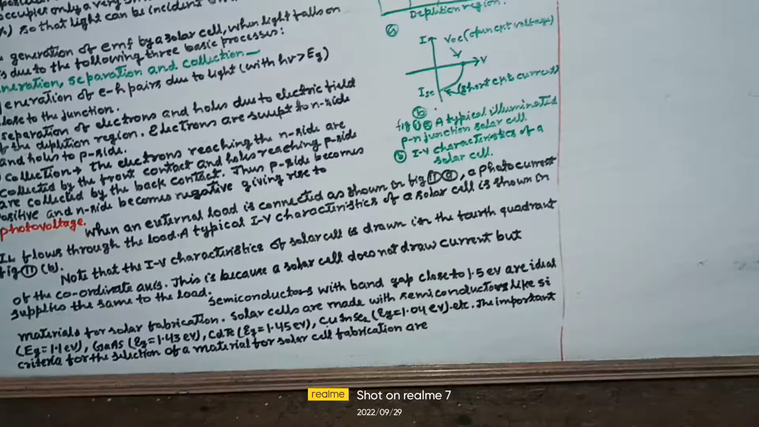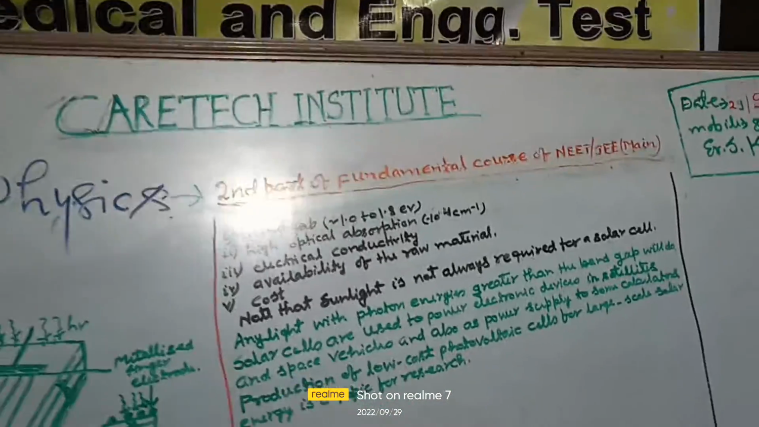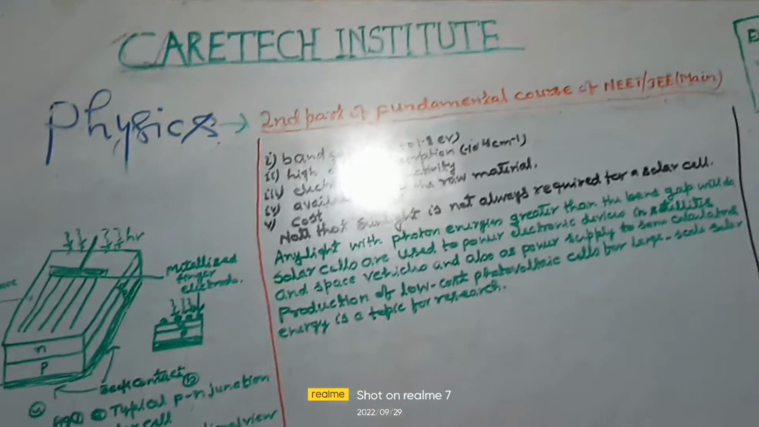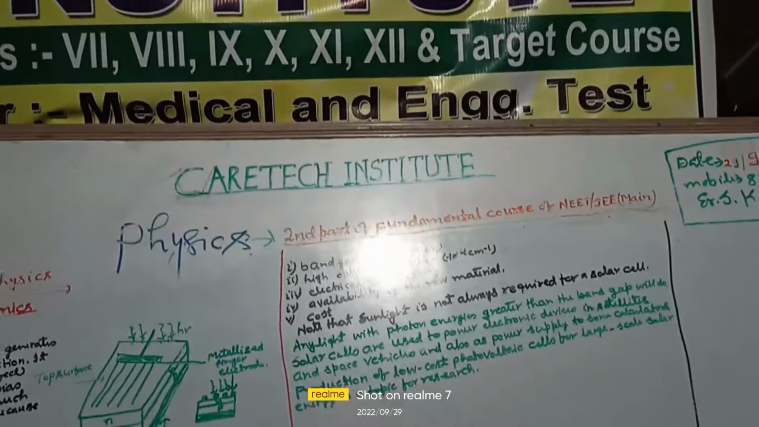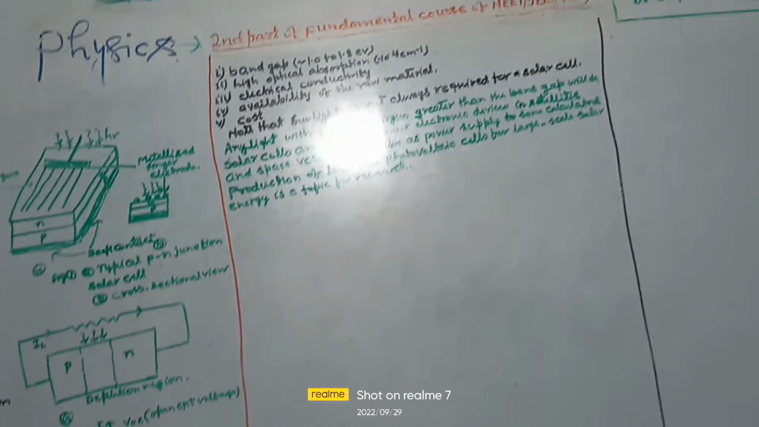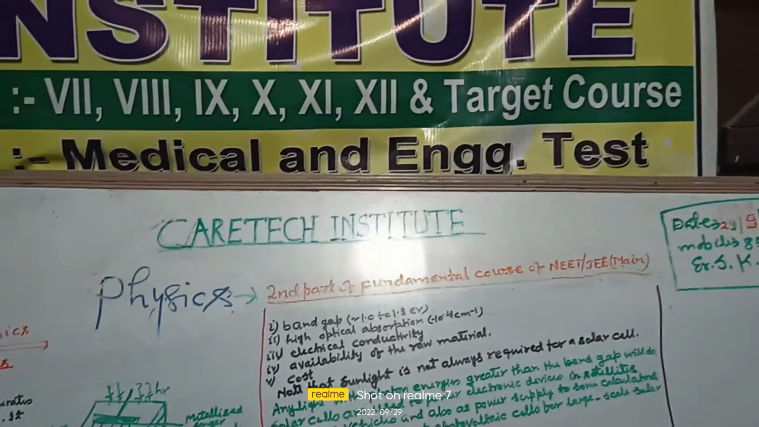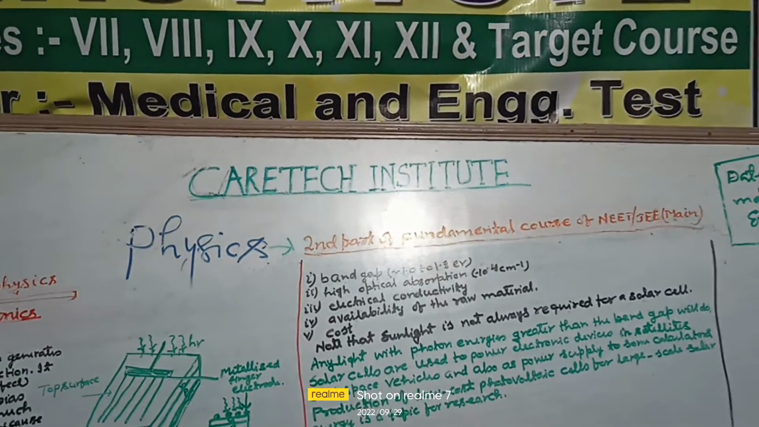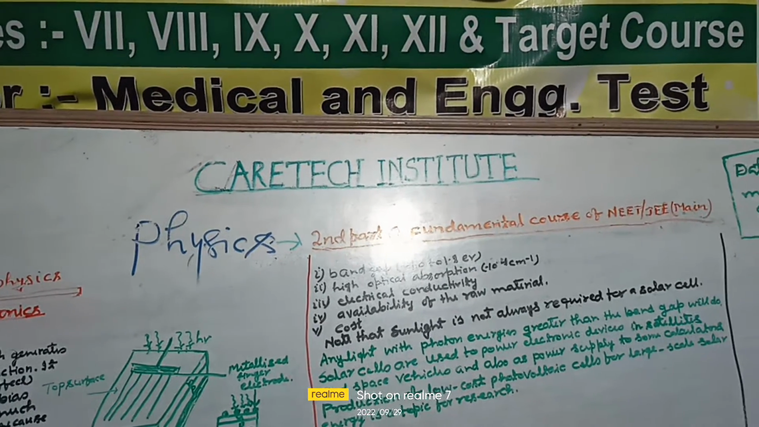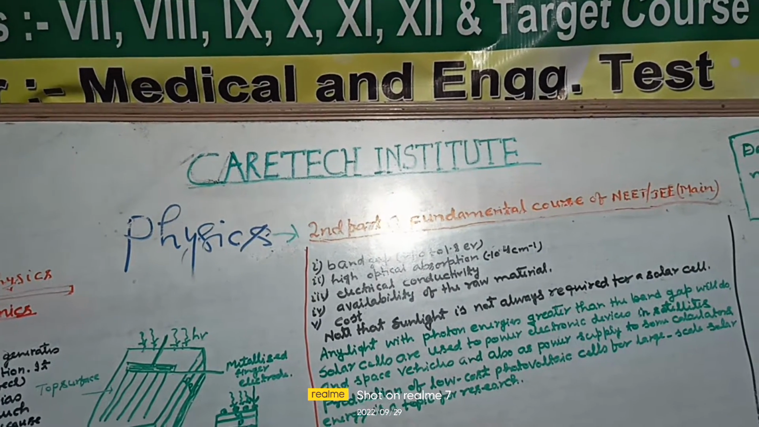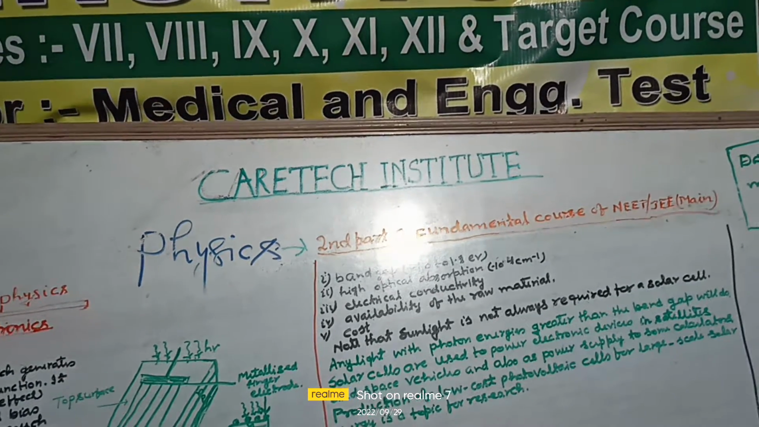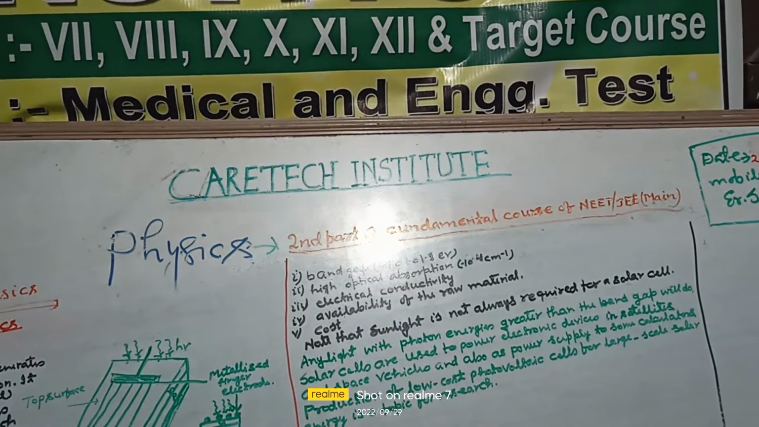The important criteria for the selection of a material for solar cell fabrication are: first, band gap, 1.0 to 1.8 electron volt; high optical absorption, electrical conductivity, availability of the raw material, and cost.